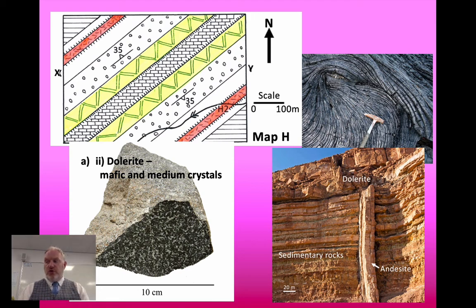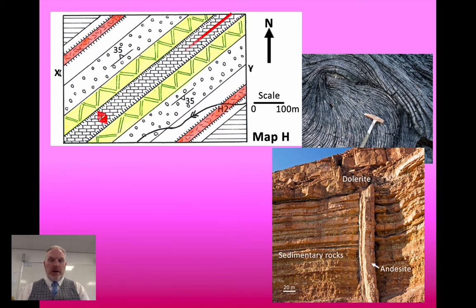I then asked you to draw the axis of the fold, so let's get rid of that, and put the fold axis in there. This time we have an antiform, as the beds are dipping away from each other, so the oldest bed there will be in the middle.